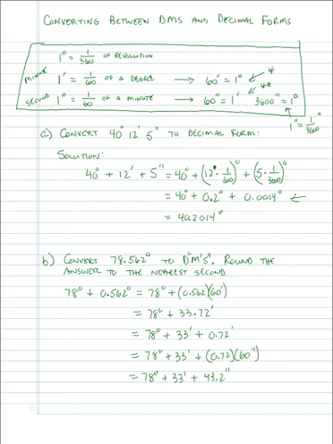Now, we're told to round to the nearest second, so that very last term, we're going to round to just 43. So the way we write our answer then is 78 degrees. We don't put the pluses. That would help us to understand what was happening. So 78 degrees, 33 minutes, and 43 seconds is what approximately 78.562 degrees is. We've done that conversion.